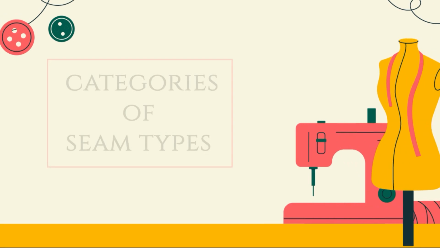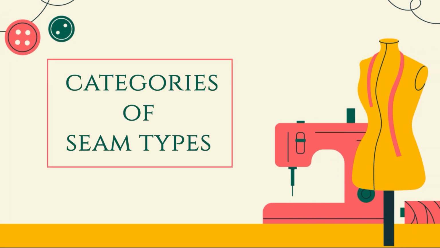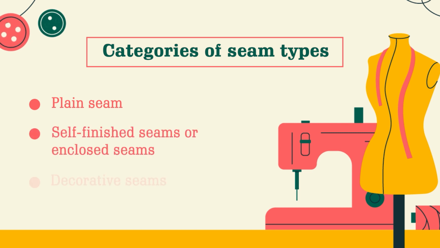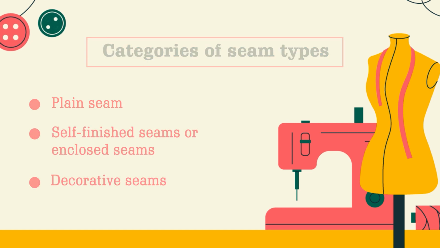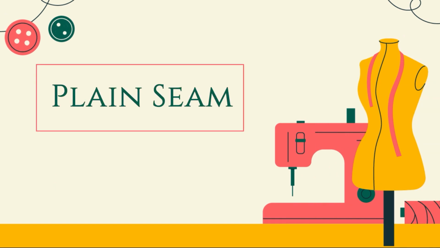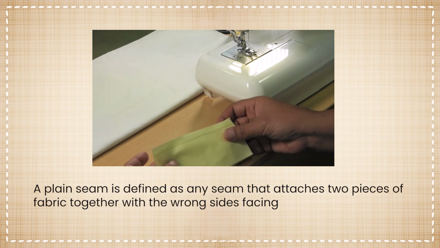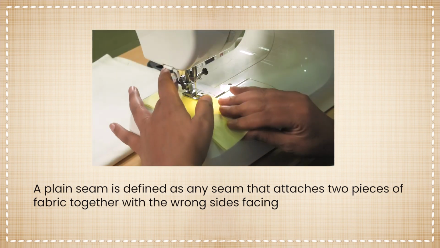One must know about the categories of seam types. So very simply put, they can be categorized in three types of seam categories: the plain seam, the self-finished seams, and the decorative seams. A plain seam is the simplest type of seam, and it can be used on almost any item. Plain seam is defined as any seam that attaches two pieces of fabric together with the right sides facing.